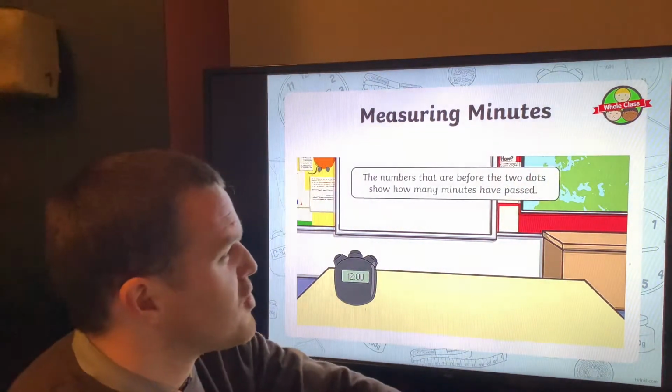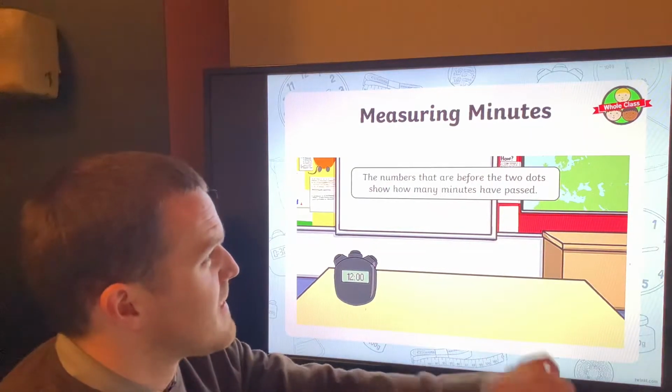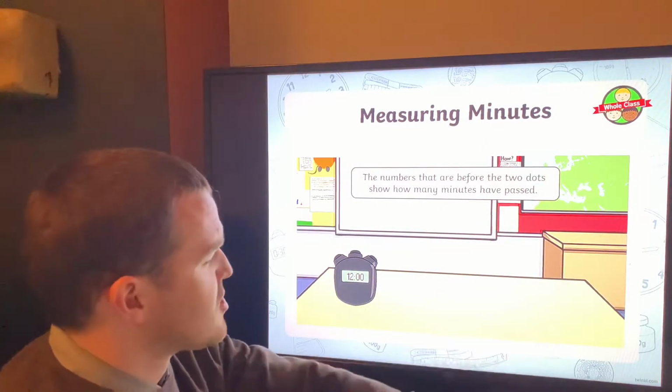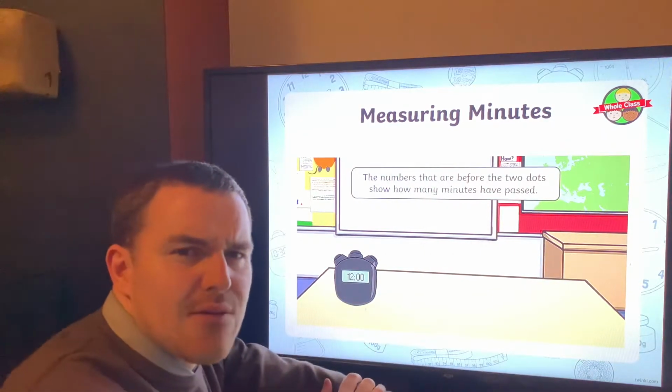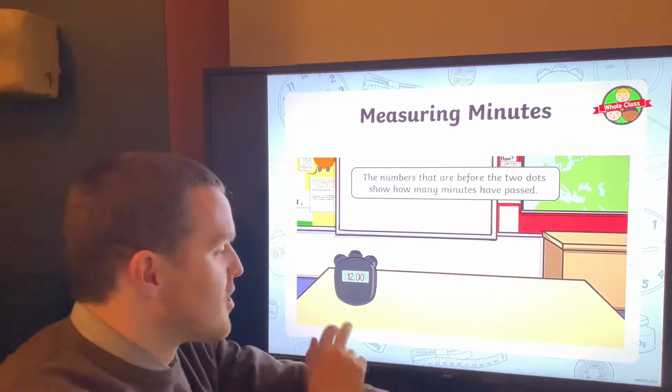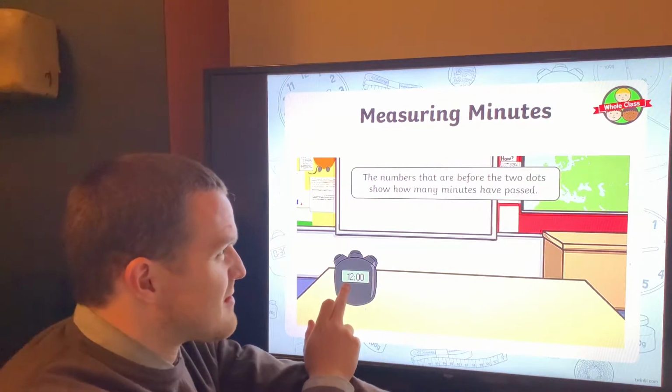So the numbers on a stopwatch are before the 2 dots. So this stopwatch says 12.00, and you might think that looks like 12 o'clock on a digital clock, and that stands for 12 minutes, okay?